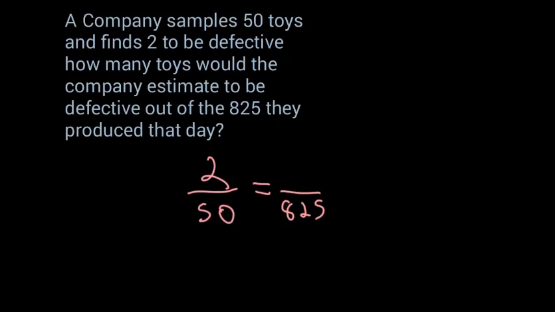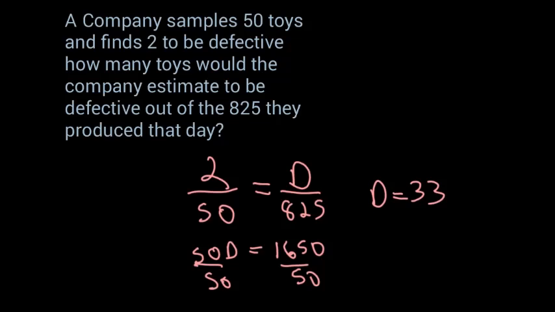So now I have a proportion I can solve. We'll put a D there for defective. So I can do 2 times 825, which is going to be 1650, equals 50D, divided by 50. So 1650 divided by 50 is going to give me 33.